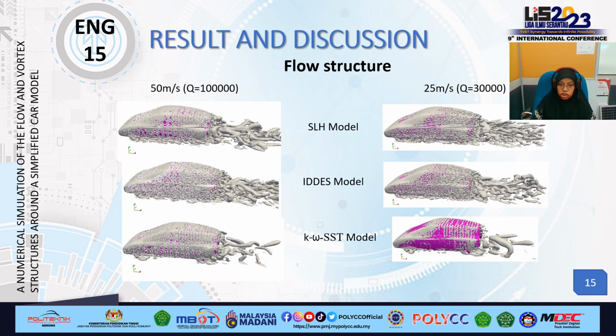For the flow structure, for 25 meters per second, the SLH and IDDES give a good result, but not k-omega SST. But at 50 meters per second, only IDDES gives the best result. We will see why the result for SLH is different for 25 meters per second and 50 meters per second. And the k-omega SST only resolves the big vortices.